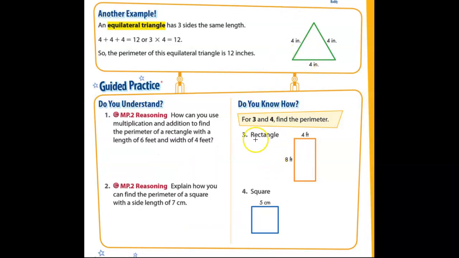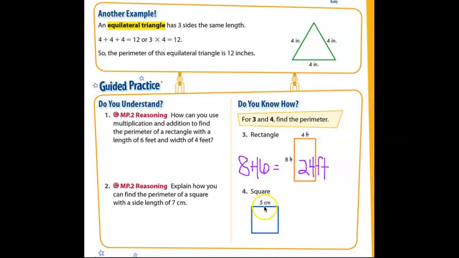So I'm just going to go over these really quick. The perimeter of this would be 4 plus 4, which is 8, and 8 plus 8, which is 16. So the perimeter of this rectangle is 8 plus 16, which is 24 feet.